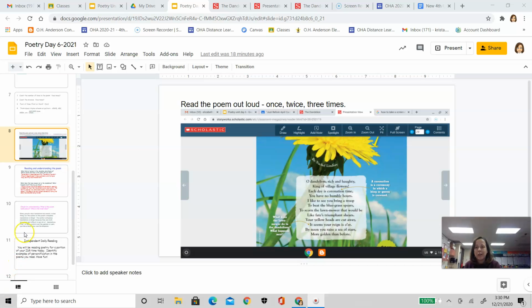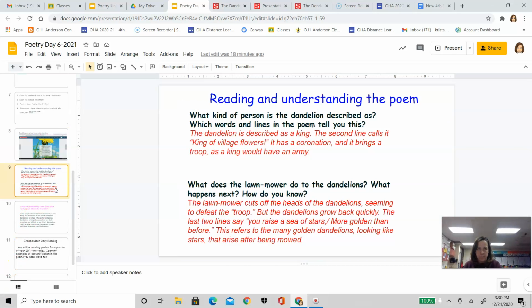All right, so let's take a look at the questions. What kind of person is the dandelion described as? Which words and lines in the poem tell you this? Well, the dandelion is described as a king. And if you remember, the second line calls it king of village flowers. It has a coronation and it brings a troop as a king would have an army.